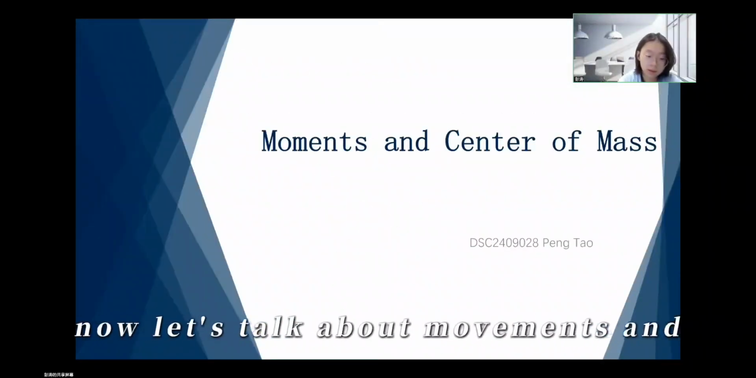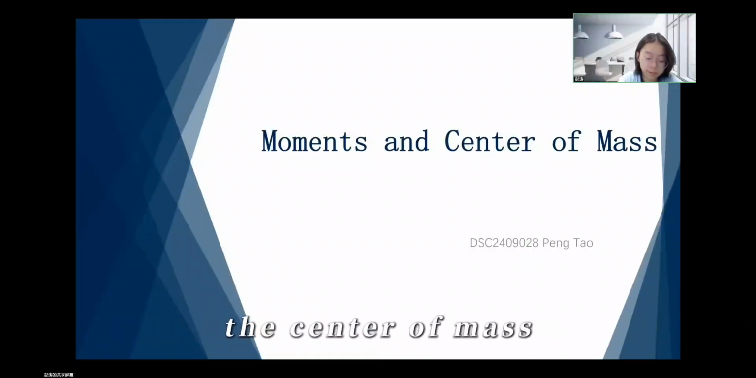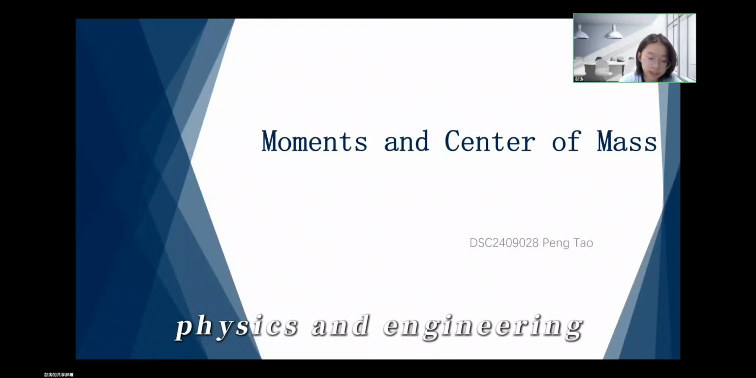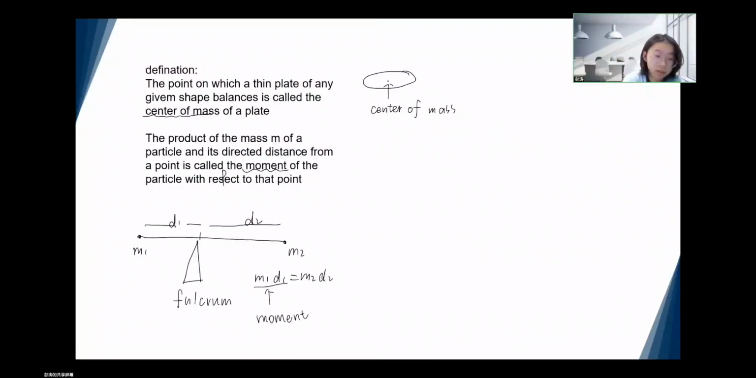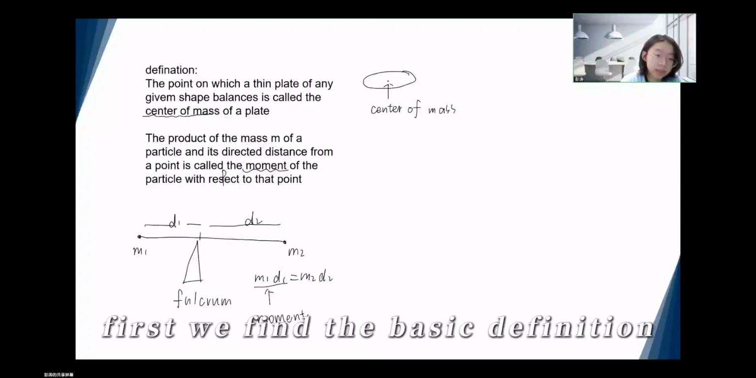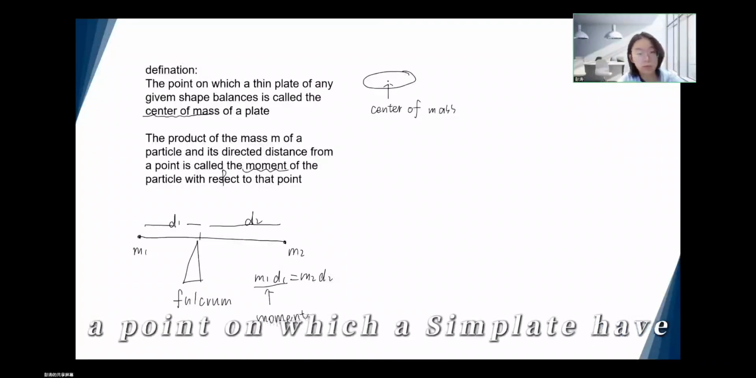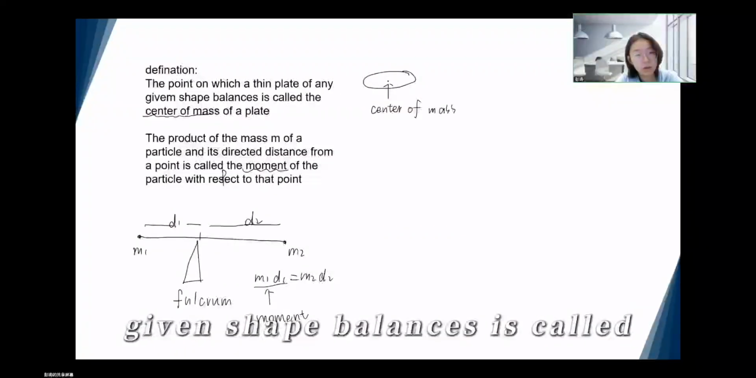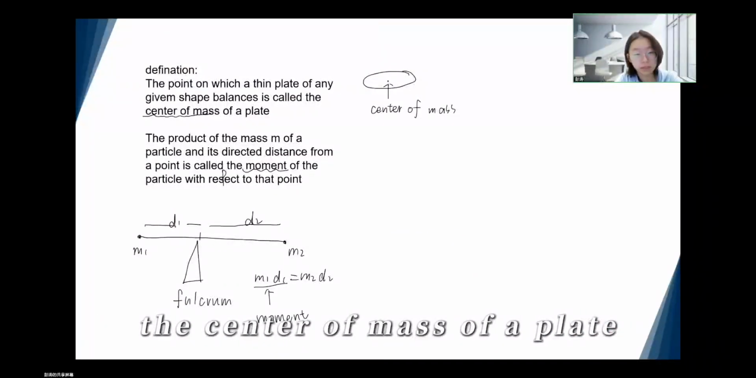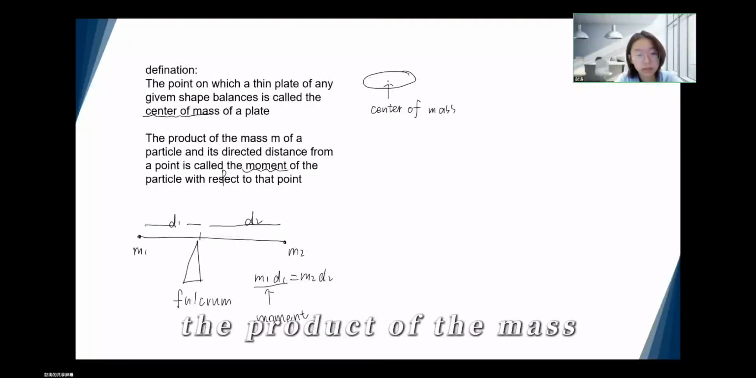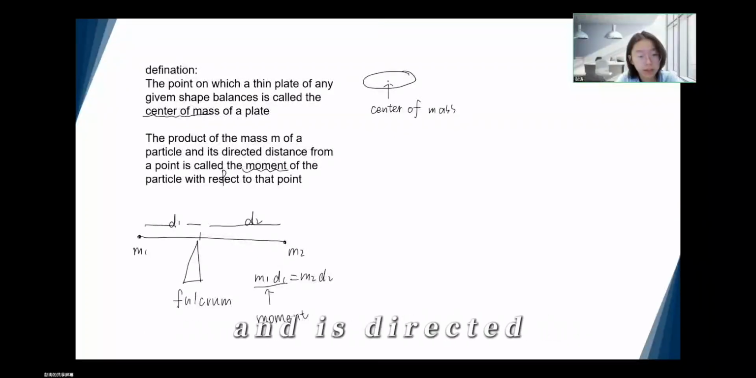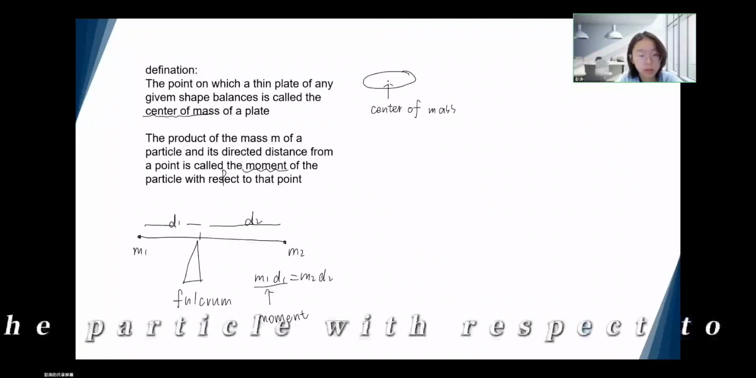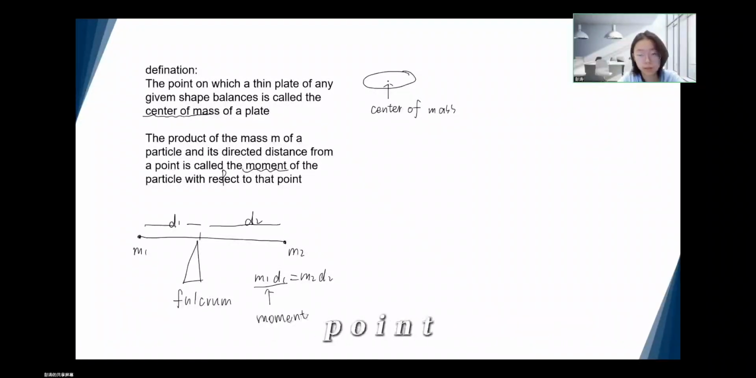Now let's talk about moments and the center of mass, which are essential in physics and engineering. First, we find the basic definition. A point on which a thin plate of any given shape balances is called the center of mass of a plate. The product of the mass m of a particle and its directed distance from a point is called the moment of the particle with respect to that point.